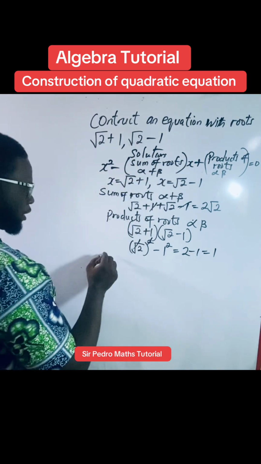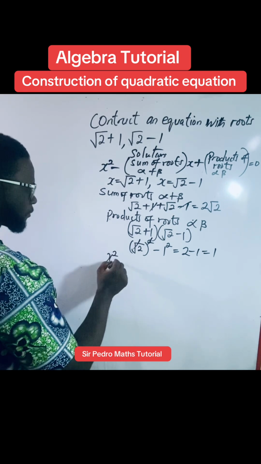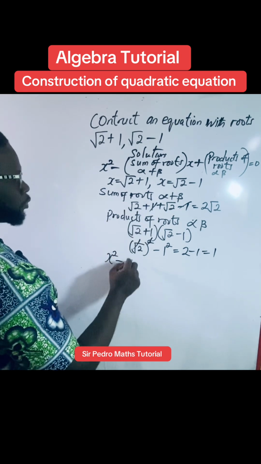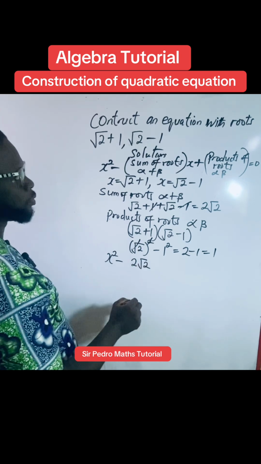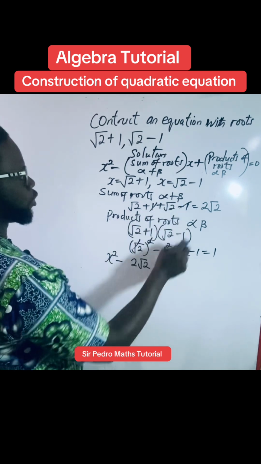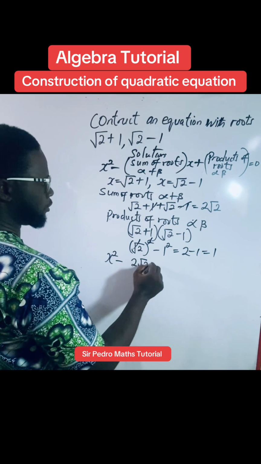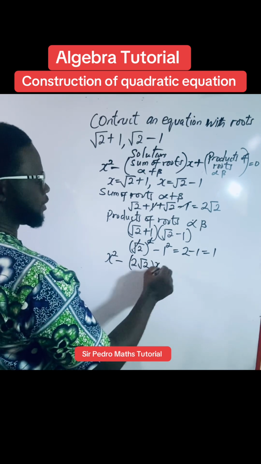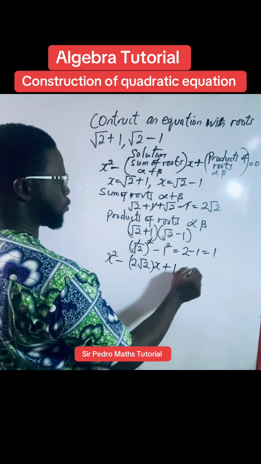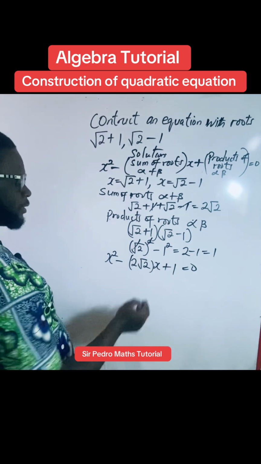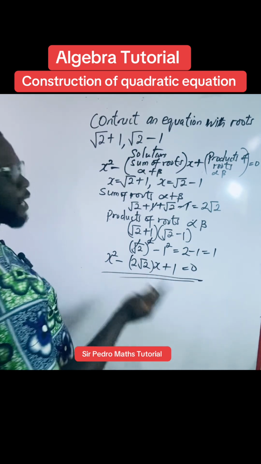Now, we substitute into the expression. So x squared minus the sum of roots, which is 2 root 2, x, plus the product of roots, which is 1, equals 0. So this is the equation we are looking for.